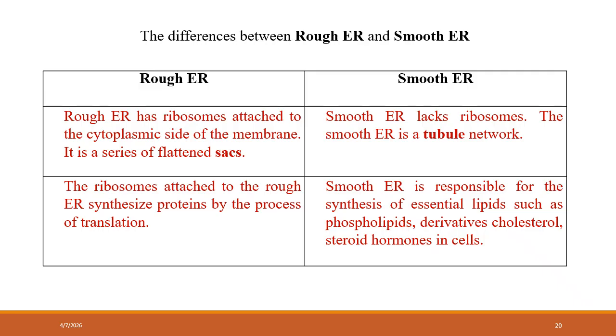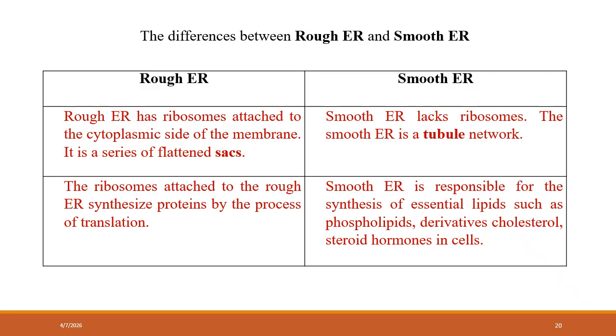About the rough endoplasmic reticulum, the ribosomes attached to the rough endoplasmic reticulum synthesize proteins, they make the proteins, by the process of translation. Translation means messenger RNA takes a copy of the protein that is to be made and goes to the cytoplasm, to the ribosome.